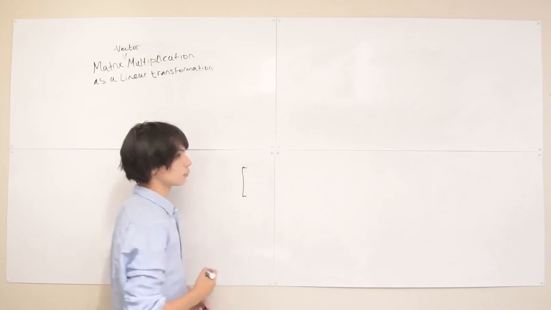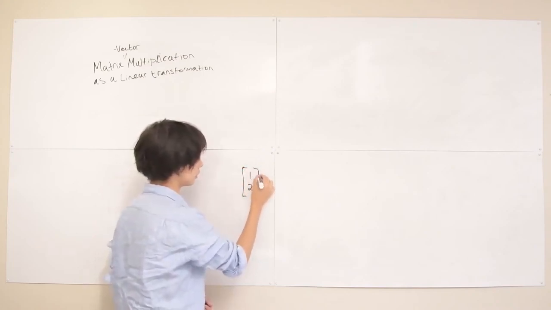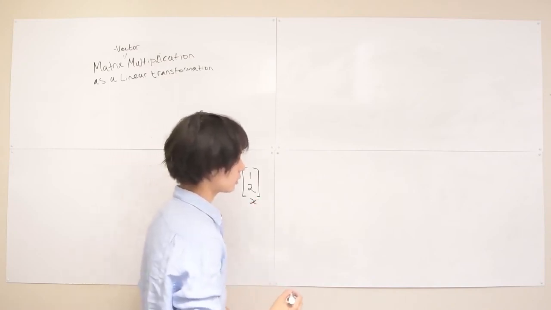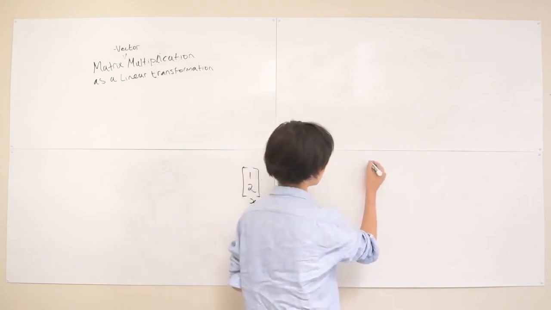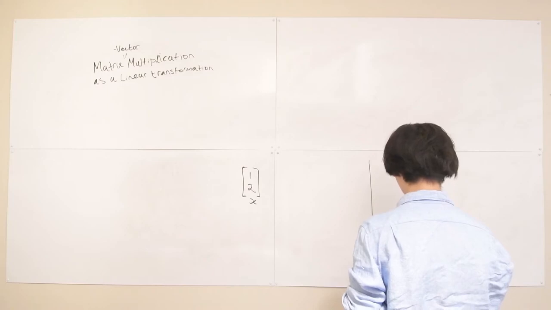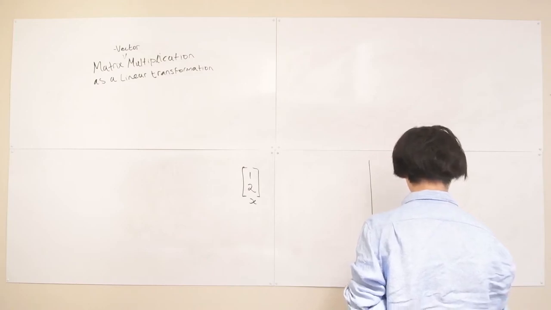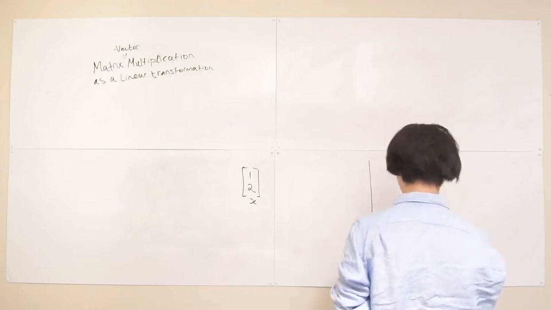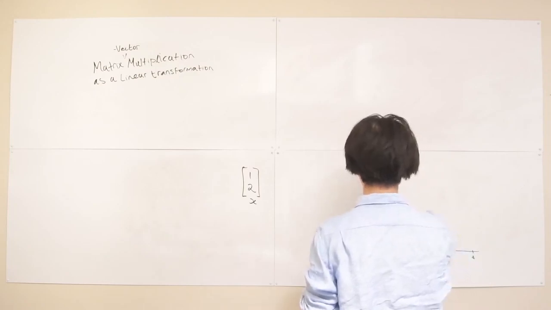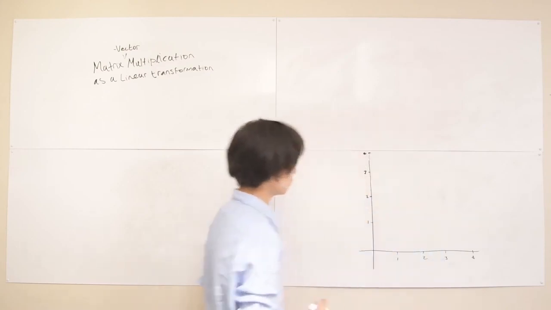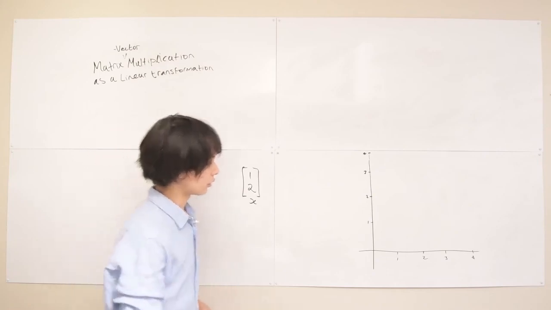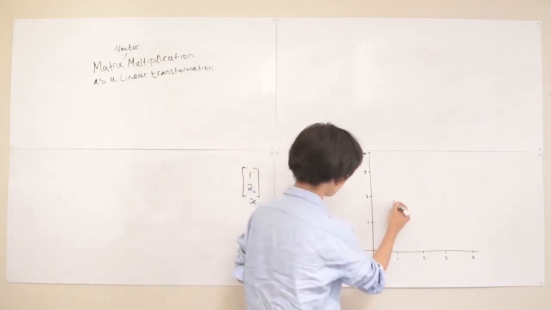So let's say we have some vector 1, 2, and let's call this x. Okay, so let's plot this on a Cartesian plane. Let's make our axes 1, 2, 3, 4, 1, 2, 3, 4. Okay, that's our Cartesian plane there. So let's plot out this 1, 2 vector on there. So 1, 2 is going to be here.